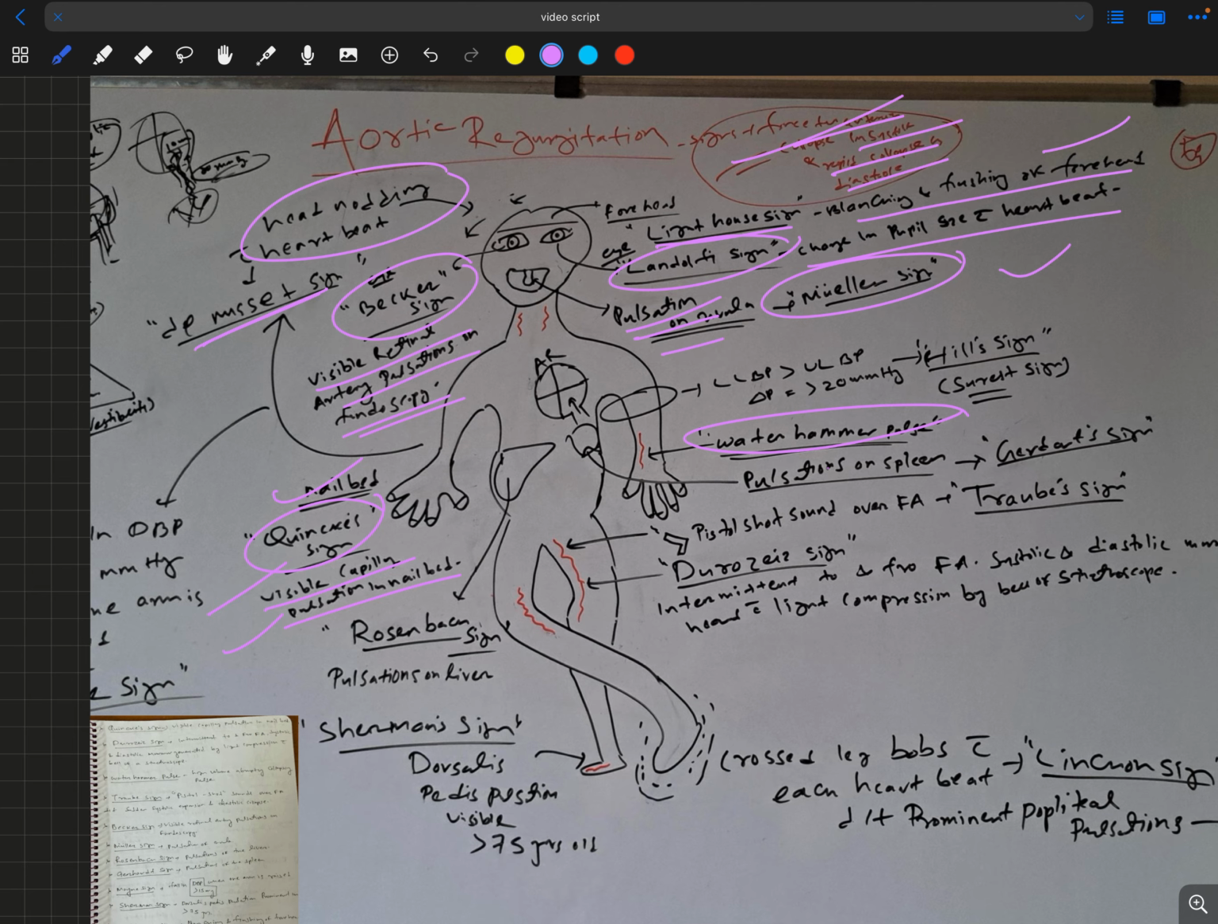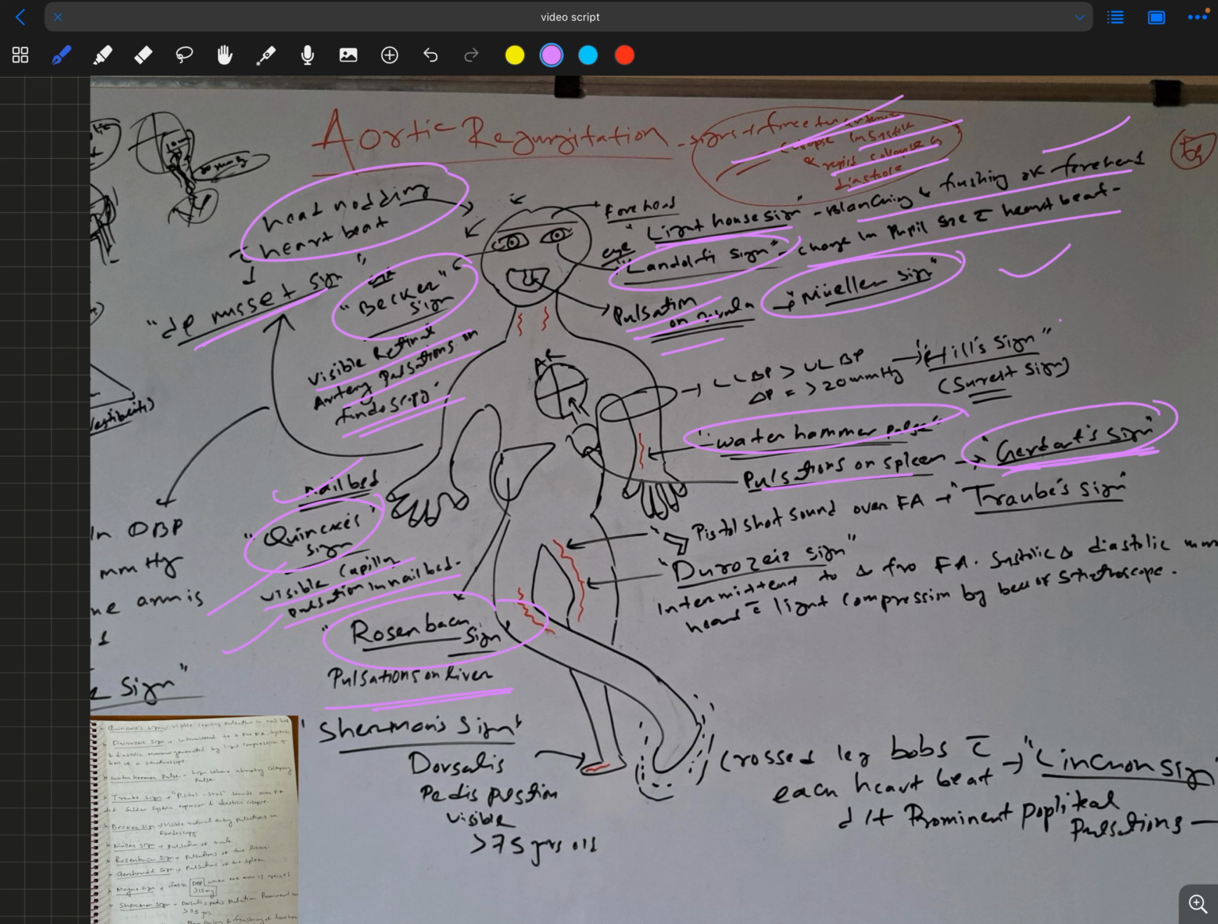Pulsations on the spleen can be seen. It is called Gerhardt's sign. Gerhardt's sign is pulsation on the spleen, and Rosenbach sign is the pulsation on the liver.